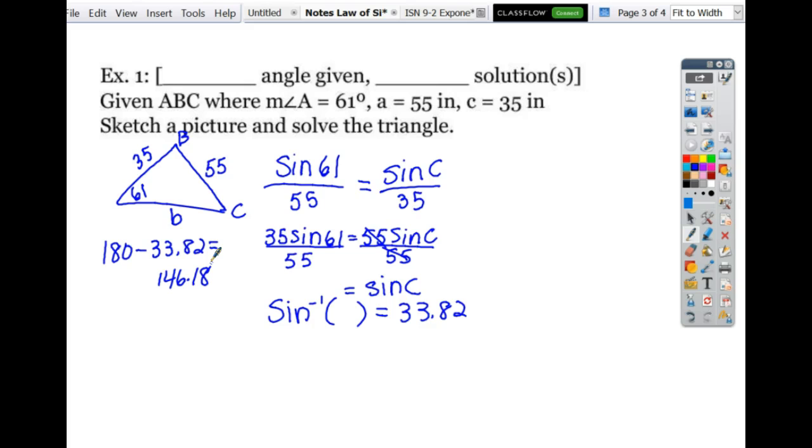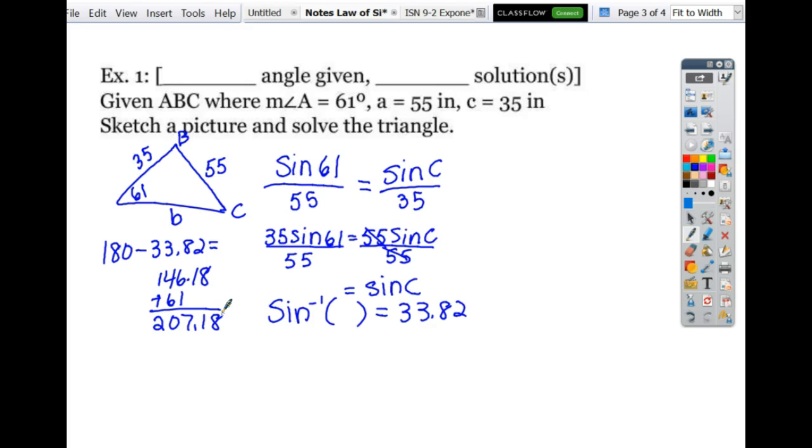All right, we just covered that. Okay, so it was 146.18, or 146 point something. You're going to have point something, okay? But it's 146. So how much did I start with? What was the given? So add the 61 back in. And when you do that, you get 207.18.